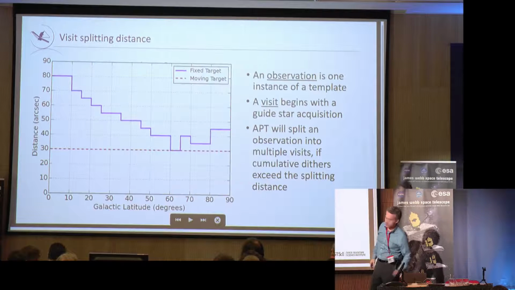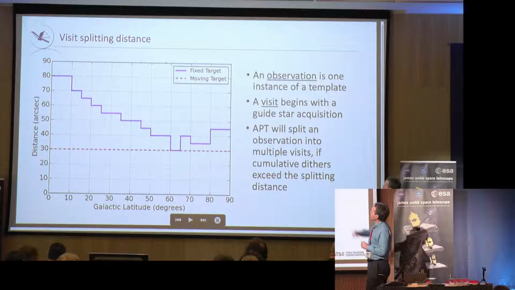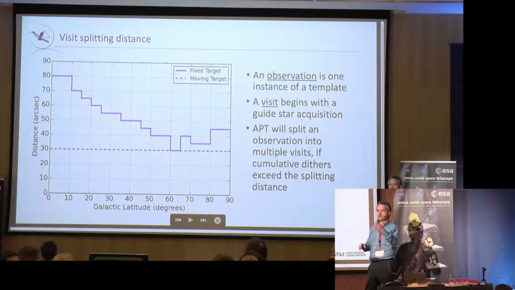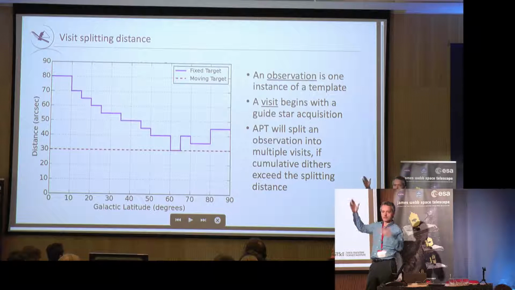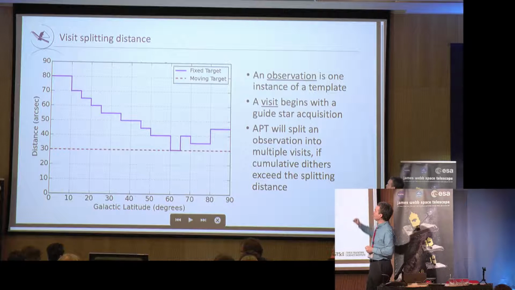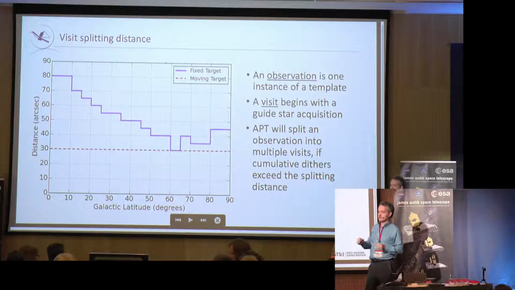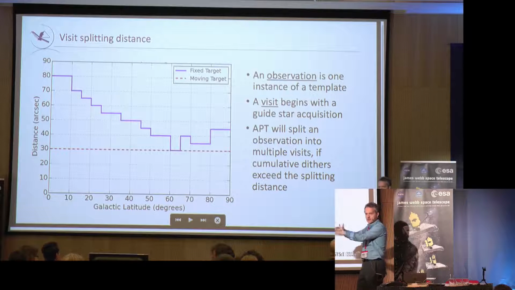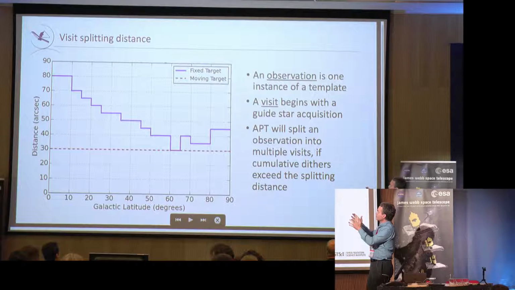So let me explain that again on this slide. An observation is one instance of a template. You go into APT, you select a template, you start filling things out. That's one instance of a template. We call that an observation. I underline the word because it's a key word for us. A visit is something that actually goes up to the telescope. There's a guide star acquisition, and then there are exposures and maybe some dithers if they're not too big. So observations, it turns out, wind up forming one or more visits.